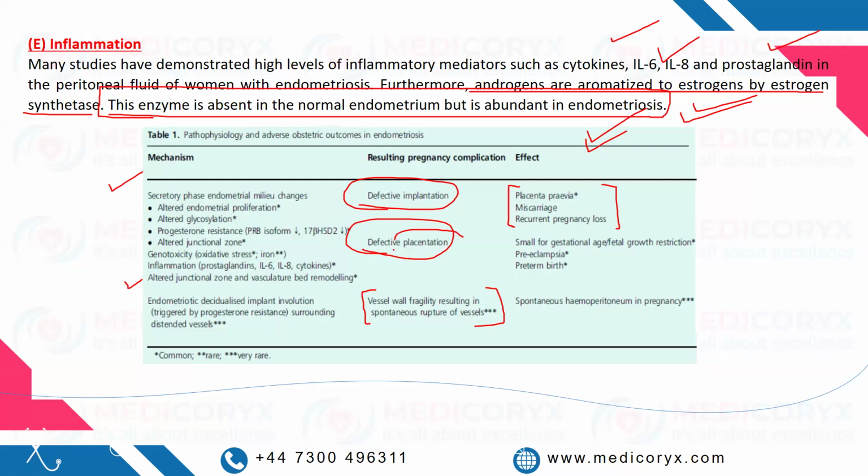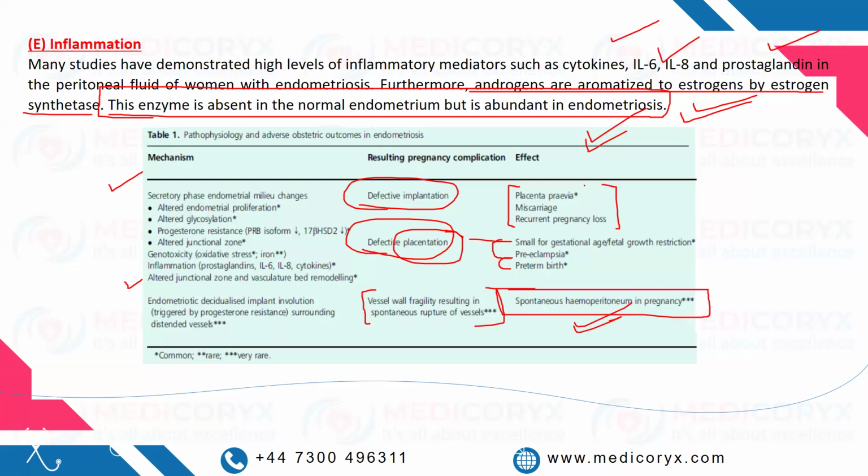If there is any pathology in the placenta, what will it cause? Small for gestational age, preeclampsia, and preterm birth. If there is any kind of vessel wall fragility, the endometriotic decidualization implant involution surrounding the distended vessels because of the progesterone resistance, what will it cause? Spontaneous hemoperitoneum in pregnancy. We will talk about it in the upcoming slide.